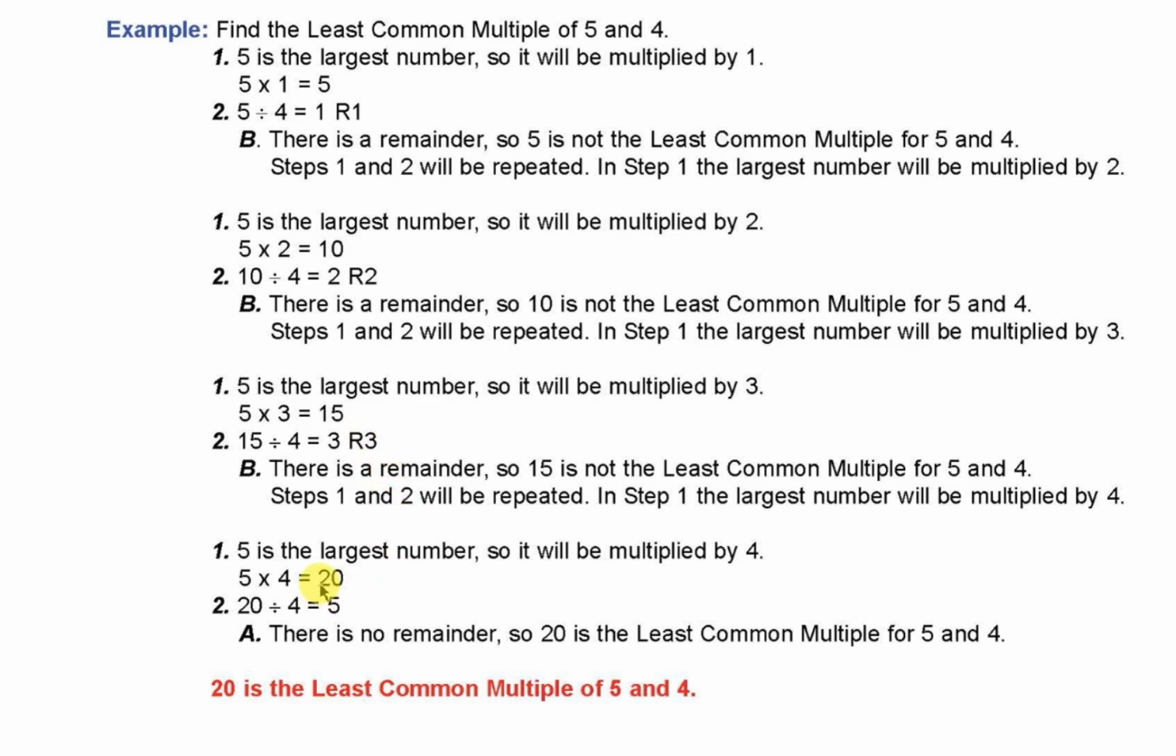Next, we get a multiplication result of 20. When we divided 20 by the smaller number, we get a result with no remainder. Since there was no remainder, then the multiplication result of 20 is the least common multiple.